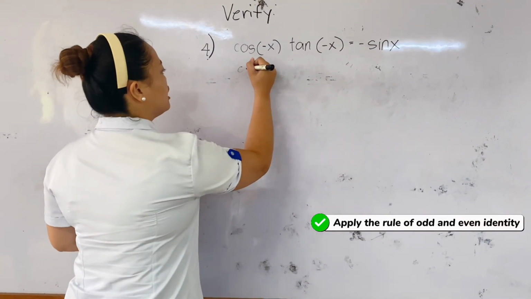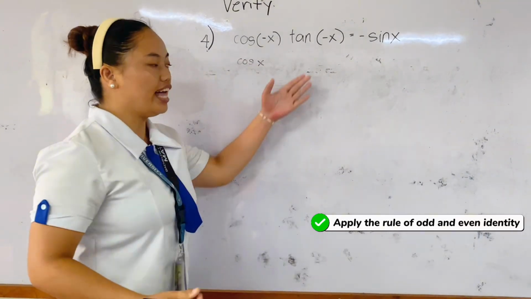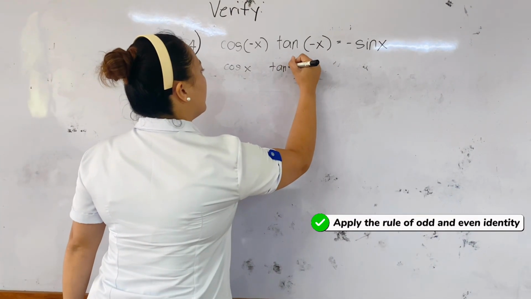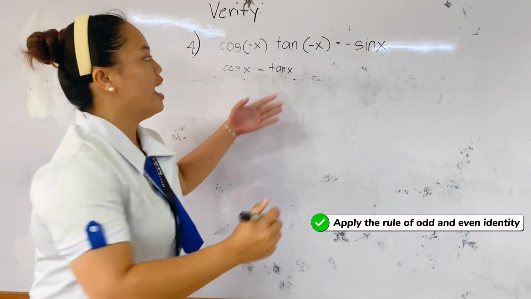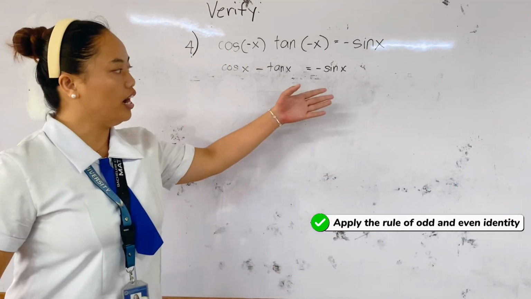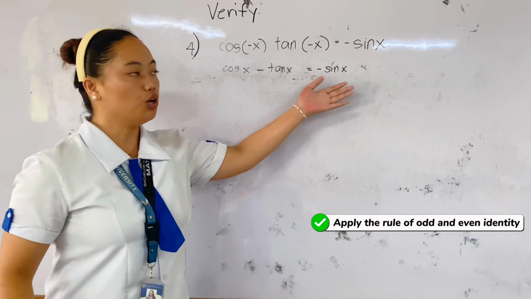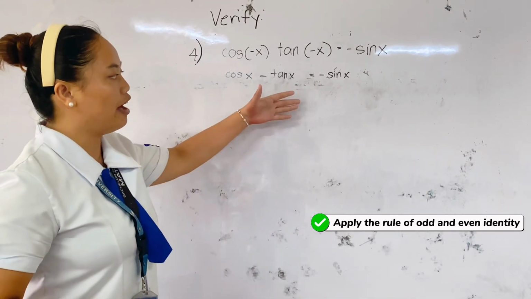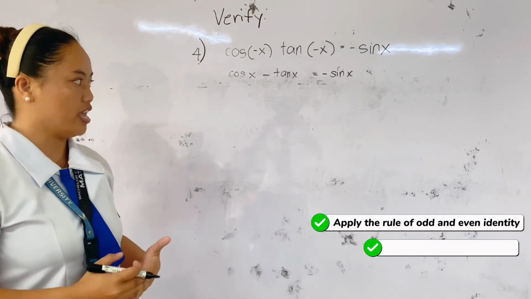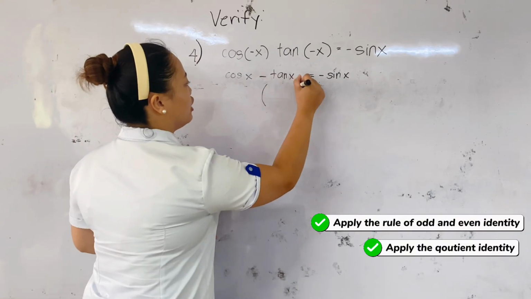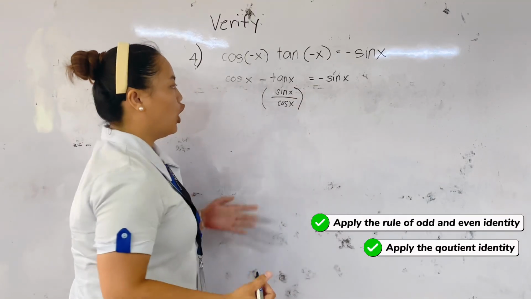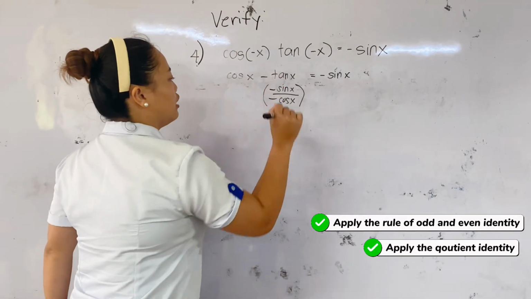So, we can write this as cos x, and for tan, it is an odd identity or function. So times tan negative, because it is odd, and equals negative sine x. Since the other side is negative sine, we should find something that will give us the sine. So for tan, we should change it into its quotient identity. We all know that the quotient identity of tan is sine over cos. Since this is negative, we should apply negative.